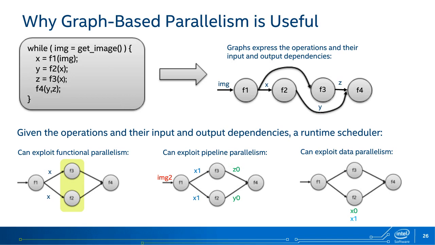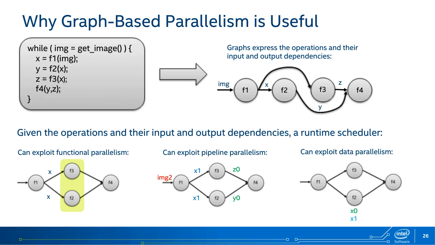So if we think about this loop, we can express it as a graph, as is shown on the right side of this slide. In the graph, we're expressing the computations, like the functions, as nodes, and then the values that are passed between them as edges. Here, we're reading in an image, and passing it into F1. F1 generates a result that is forwarded on to both F2 and F3. F2 and F3 each generate results, Y and Z, and these are passed on to F4. So we're just expressing in a different way what we see in the serial loop on the left.